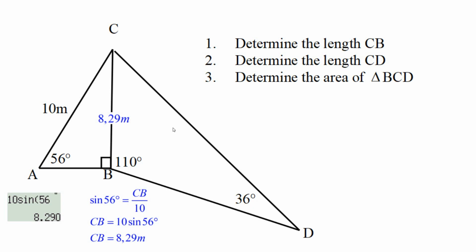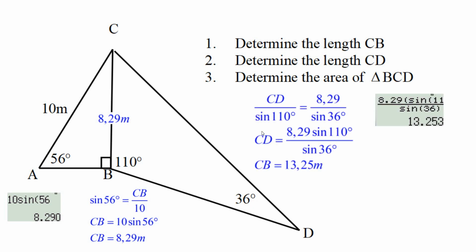Okay, now determine the length of CD. Well, it's the law of sines again. You've got CD, and you've got the angle opposite this. And now you've got this angle, and the side, now we know the side. So we can just go, CD goes with the sine of 110, the way 8.29 goes with the sine of 36. And there it is. We multiply the sine 110 up there. We put that in our calculator, and we get CD equals 13.25 meters. And there you go. That's the answer.